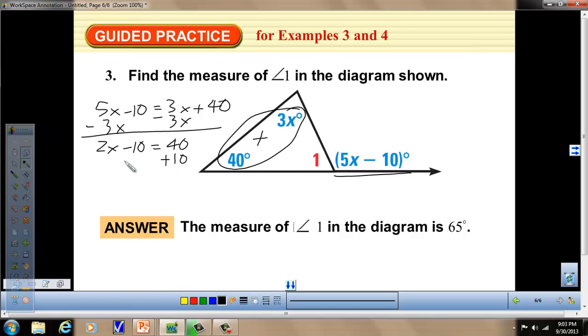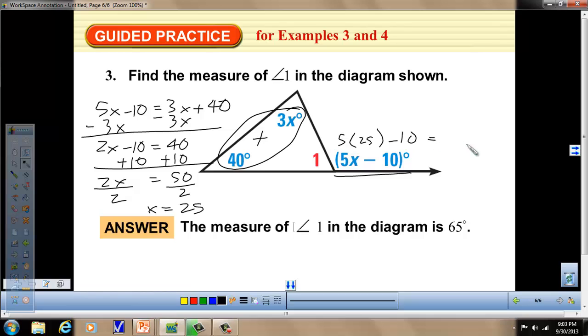Adding 10 to both sides, we get 2x equals 50. And dividing both sides by 2, we get x equals 25. Now we can find out what this angle is by saying 5 times 25 minus 10 equals 125 minus 10, which is 115. And then to find this angle, we know that these two angles together equal 180. So the measure of angle 1 ends up equaling 180 minus 115, which ends up being 65.